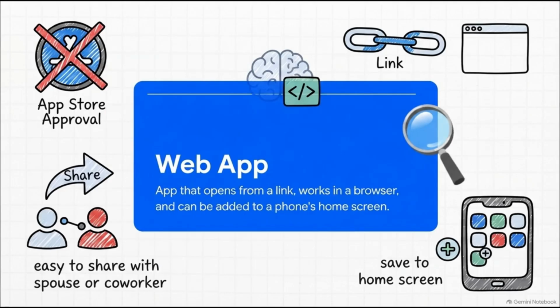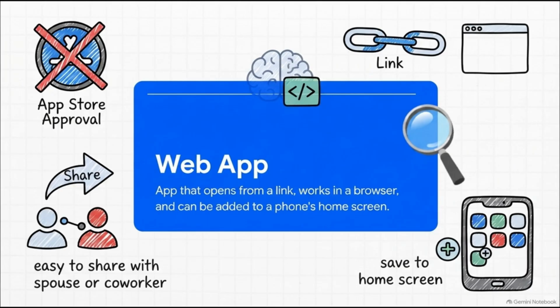Then we have the second shape, a web app. And this is actually the recommended default for most personal software. It opens from a simple link, works right in your browser, and you can usually just save it to your phone's home screen. The best part? It's incredibly easy to share with a spouse or a coworker, and you totally bypass all that annoying App Store approval nonsense.